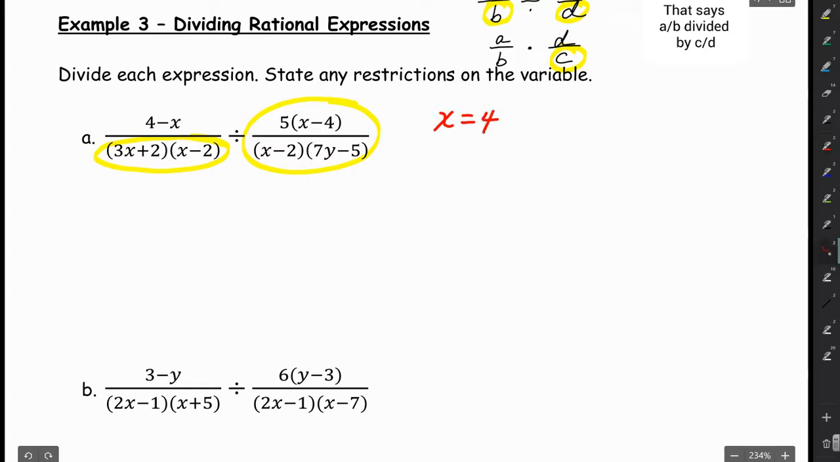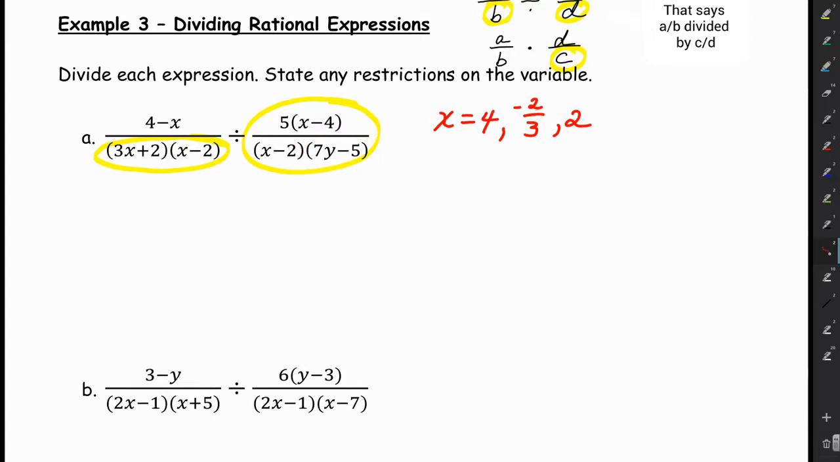Right? Because of this, which eventually is going to end up in the denominator, we're going to have a restriction at x equals negative 2/3. Because of this, we're going to have a restriction at x equals 2, because we have this and this.